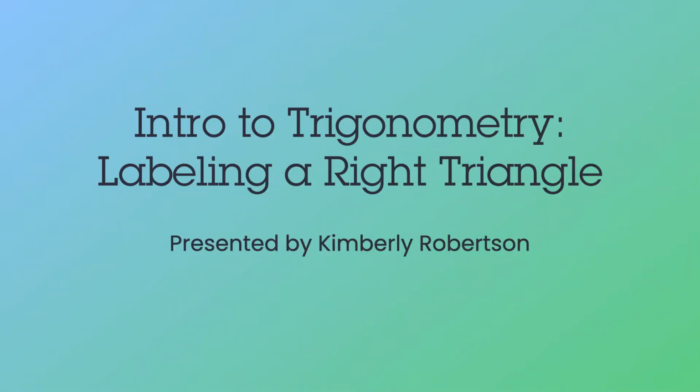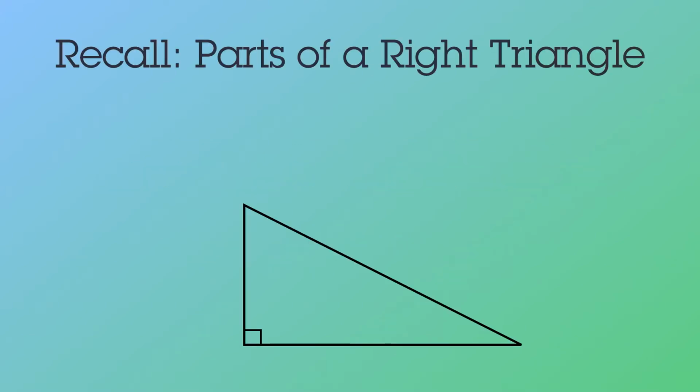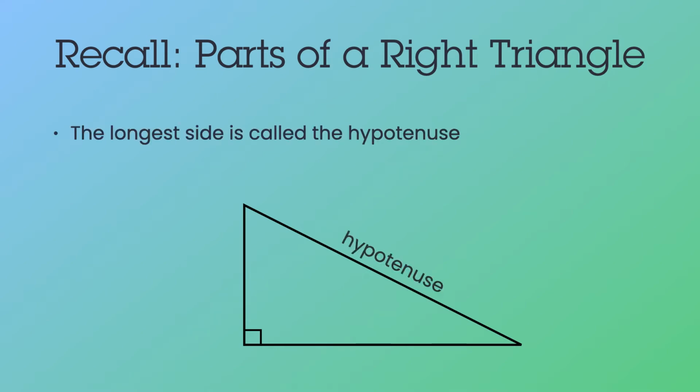Welcome. Today we are getting ready for trigonometry, talking about how to label a right triangle. So the first thing to remember is that you have talked about parts of a right triangle before. The longest side is always called the hypotenuse, and then the other two sides are called legs.